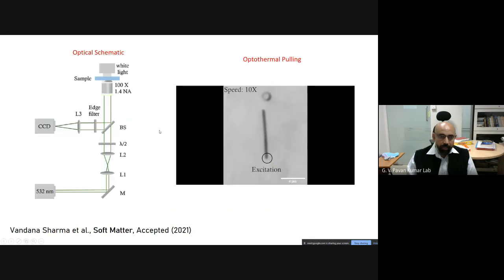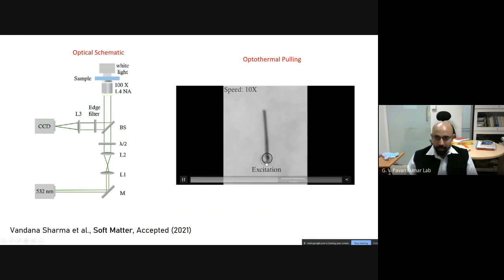Now let's look at what happens. So the kind of technique we use is essentially an optical trap, where you are using an optical trapping microscope and also looking at the particle dynamics. So what I'm going to show you to begin with is the optothermal pulling effect, where you can see that the excitation is now at this particular location, and we have filtered that light so that you can visualize the colloid with ease. So once you illuminate this wire, you can see that the colloid makes a very nice kind of motion, which is essentially a pulled colloid.